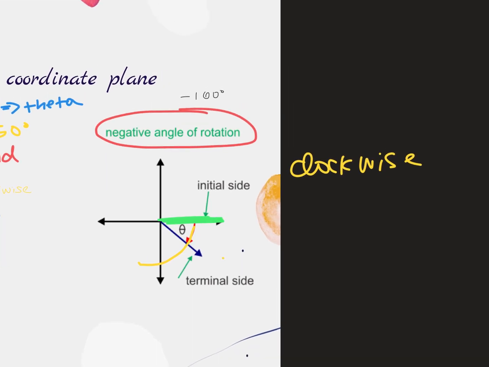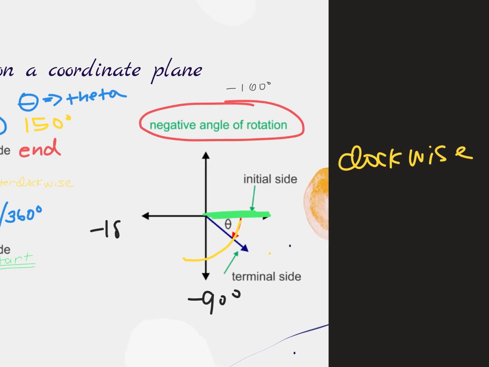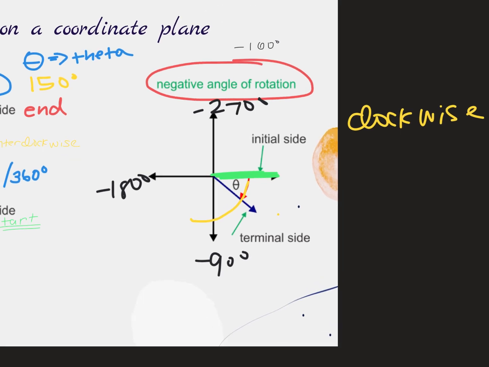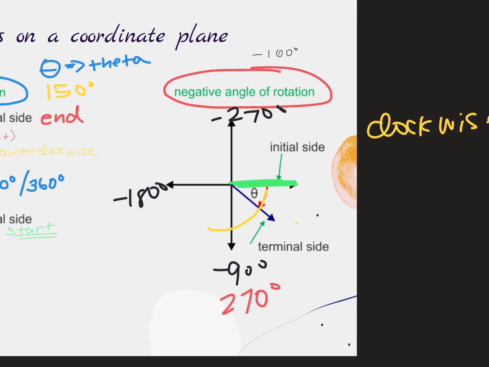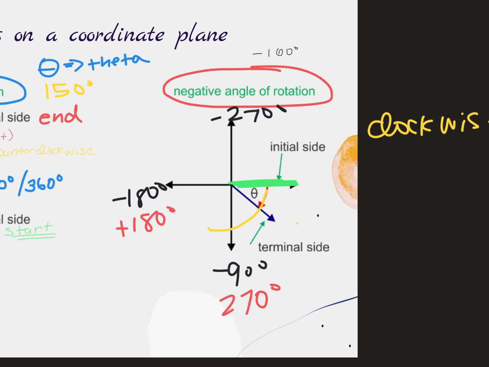Where is negative 90 degrees? Perfect, down here. Where's negative 180? Over here. Where's negative 270? Up here. Negative 90 is the same as positive what? 270. Okay, good. It's the same thing. You're in the same spot. There's different directions. Negative 180 is the same as positive what? Regular 180, good. And then negative 270 is the same as positive 90.